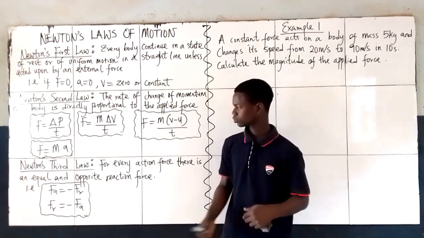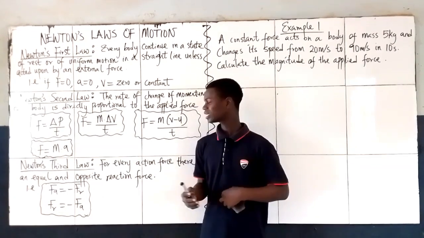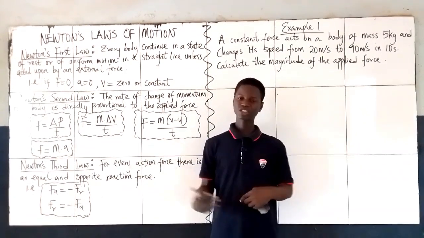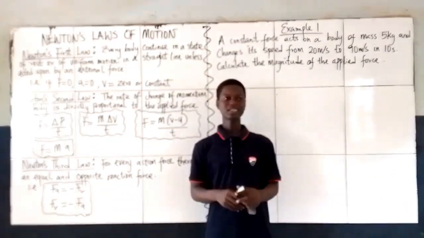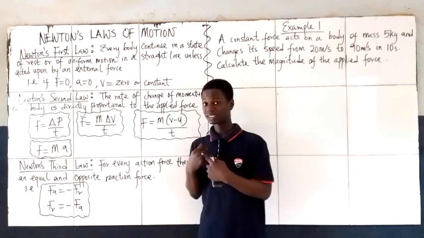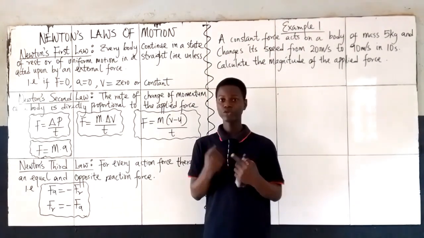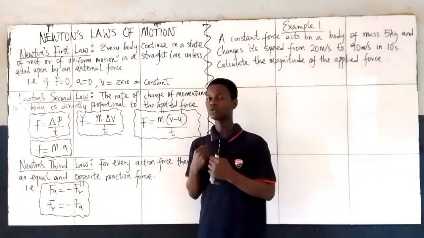Now we move on straight to Newton's third law. The third law, according to Newton, states that for every action force, there is an equal and opposite reaction force. That is, if you should use your hand to hit a wall, there will be a force that will also act on your hand. That's why you feel pain when you use your hand to blow a wall, because there's a reaction force acting on your hand also.